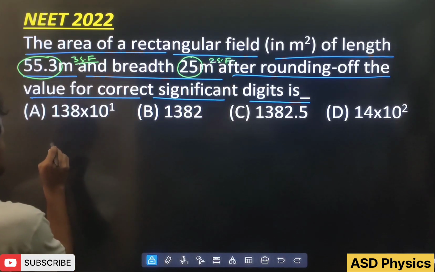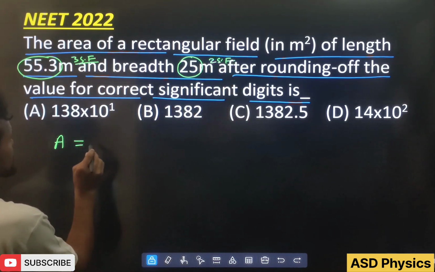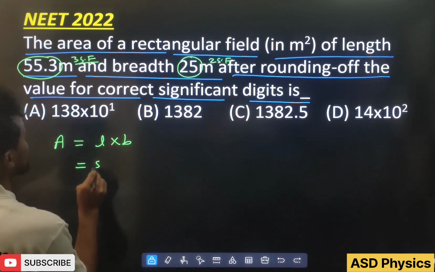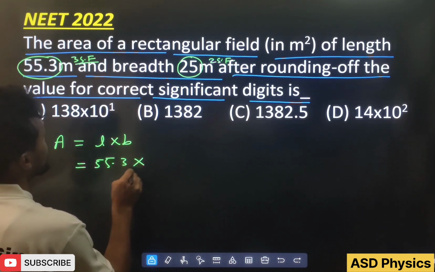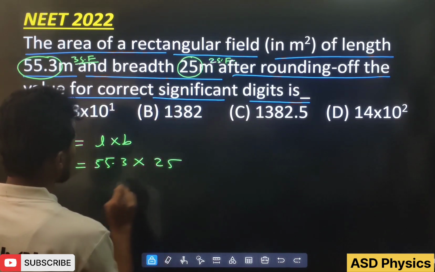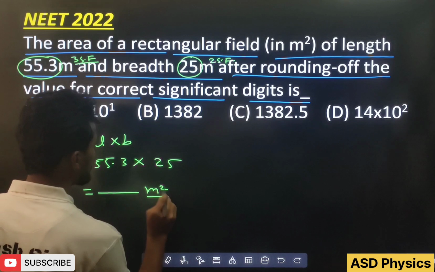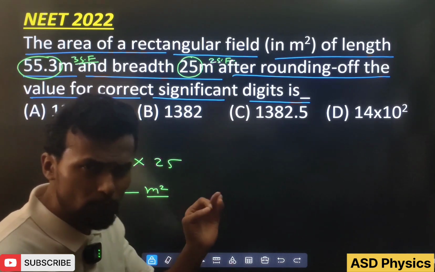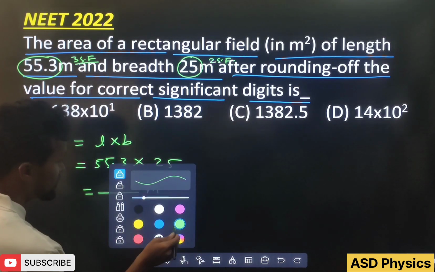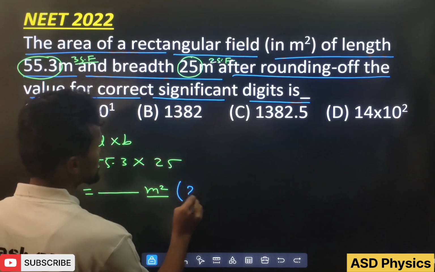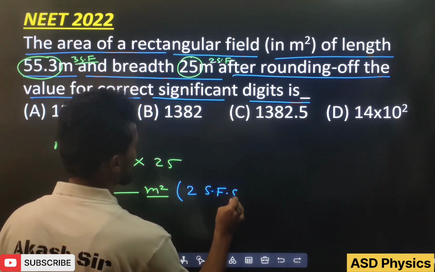Okay, 2. So you know very well the area is given by what? Length into breadth. So length into breadth, how much is coming here? 55.3 meter into 25. What is coming here? Multiplication. I don't know what the answer is, but I know the rule. What is the rule? Minimum number of significant figures. That means here how many significant figures should be there? Here 3, here 2. That means this should have 2 significant figures.